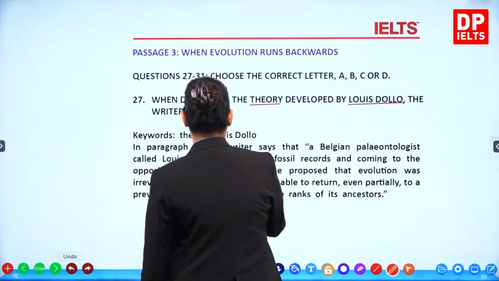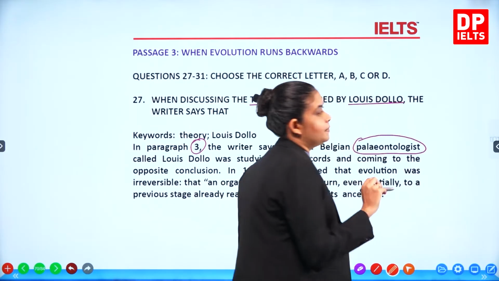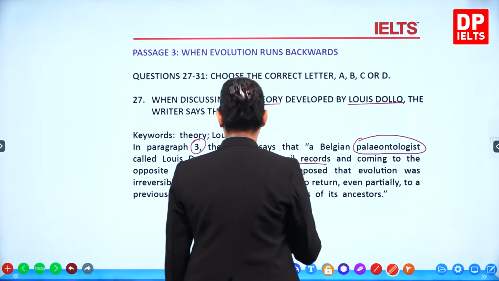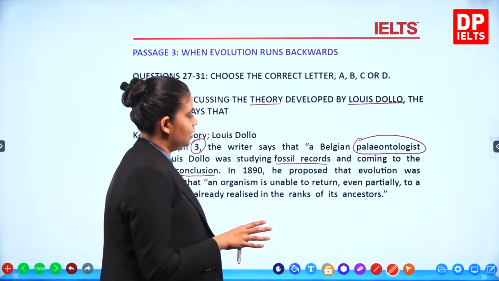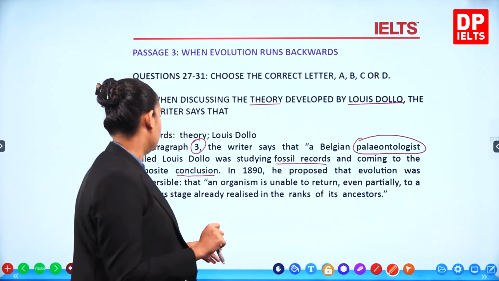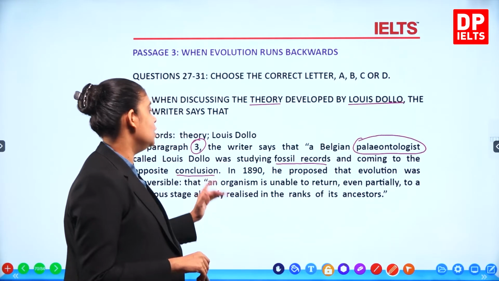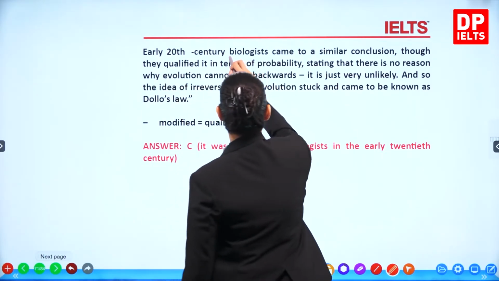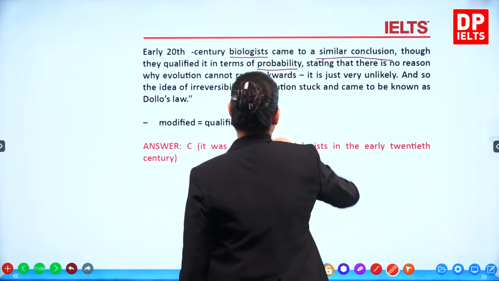So if we have a look at paragraph 3, the writer says a Belgian paleontologist, a person who studies fossils, called Louis Dollo, was studying fossil records and coming to the opposite conclusion. In 1890, he proposed something very different: that evolution was irreversible. You can't take it back. That an organism is unable to return even partially to a previous stage already realized in the ranks of its ancestors.